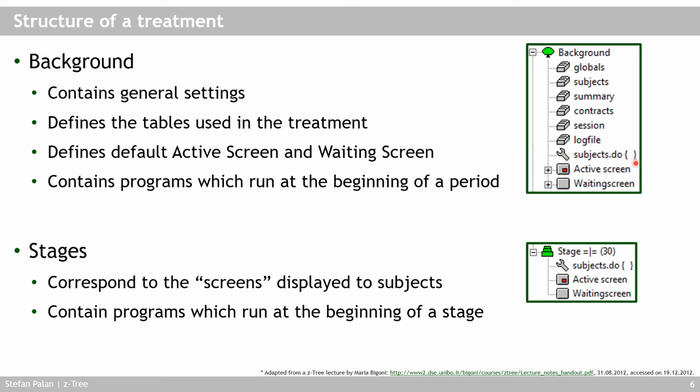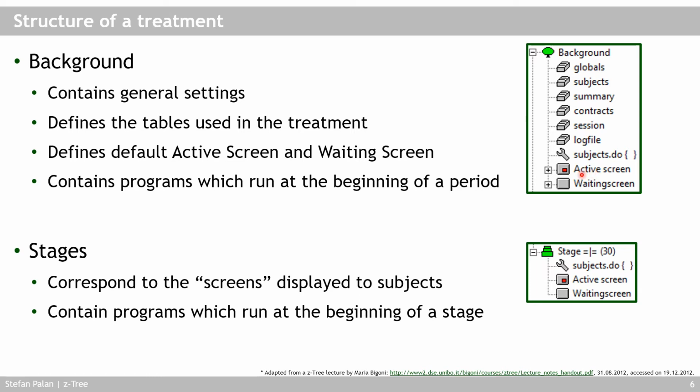And in the background, the screens basically contain default elements that we can use later on in the stage. For example, by default, the waiting screen contains a text that says, please wait until everybody else is finished, something like this, or please wait until the experiment continues. And by default, if you don't make any specific setting in your stages, then it will use the waiting screen from the background. Also, the active screen in the background contains a bar at the top of the screen that says this is period 1 of 10 and time remaining is.